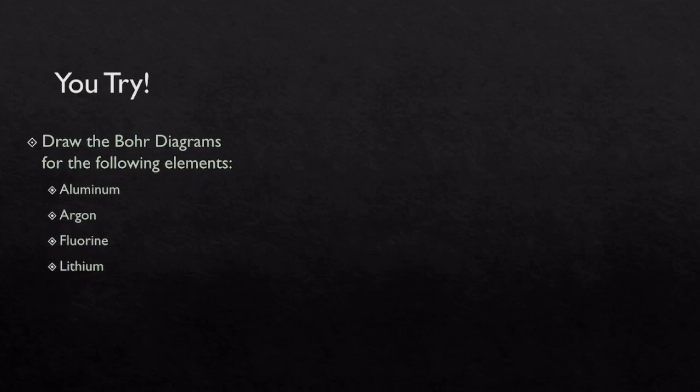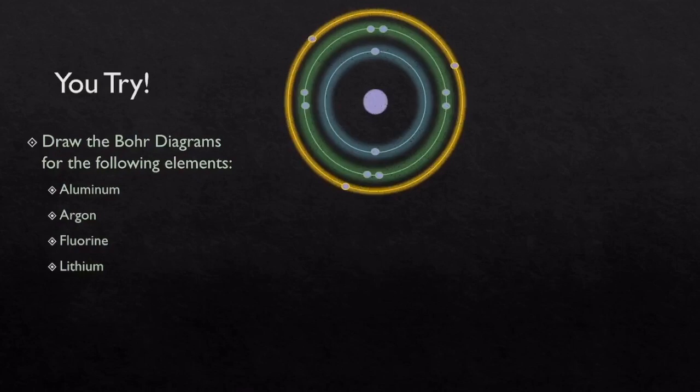Okay, so hopefully you had an opportunity to pause the video and try out these Bohr diagrams in your notes. So let's go ahead and take a look at what these would look like. So aluminum has 13 electrons, and so it's going to fill up the first 2 energy levels with the first 10 electrons, and then it's going to have 3 in that outer energy level.